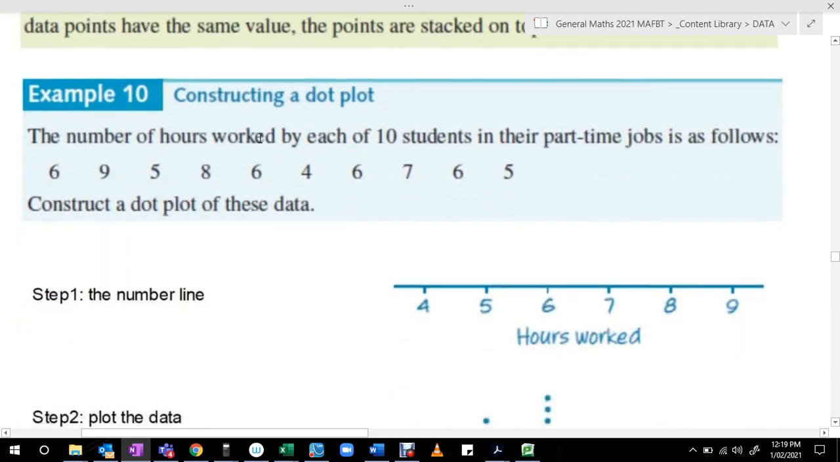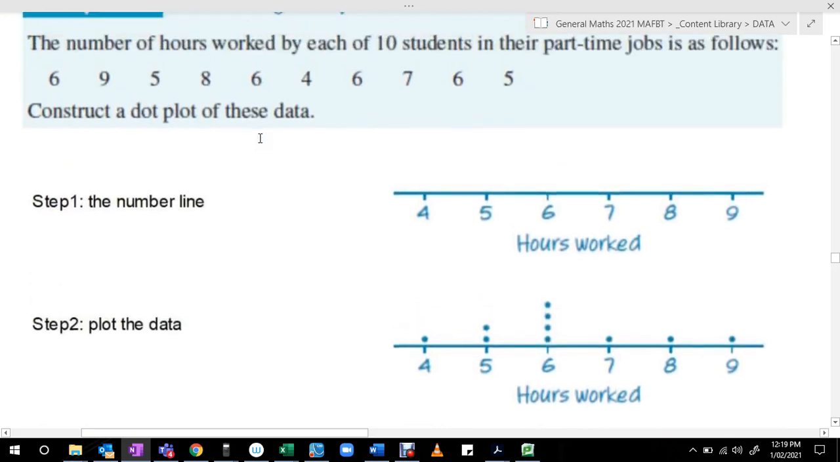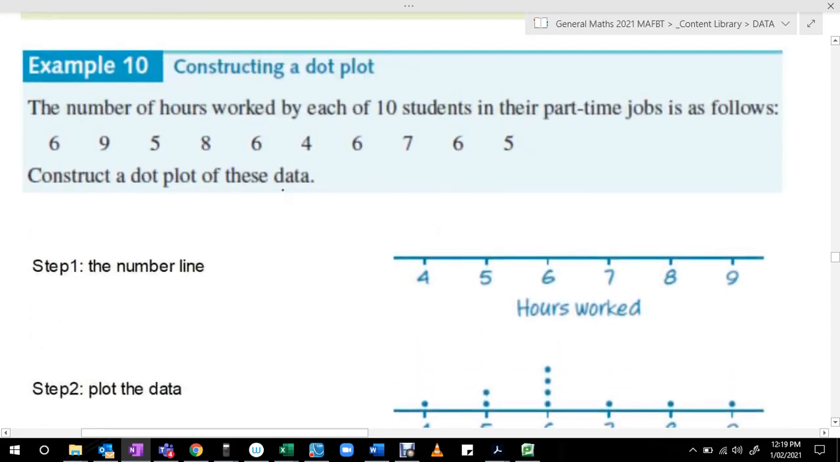So for this dot plot, we're going to put these numbers in. You can see the numbers that have been recorded, referring to the hours worked by 10 students. So how many 4s have you got? You've got one 4, so you put a dot on top of the 4. You've got two 5s. You've got four 6s: 1, 2, 3, 4. You've got one 7, one 8, and one 9. And there's your basic dot plot.